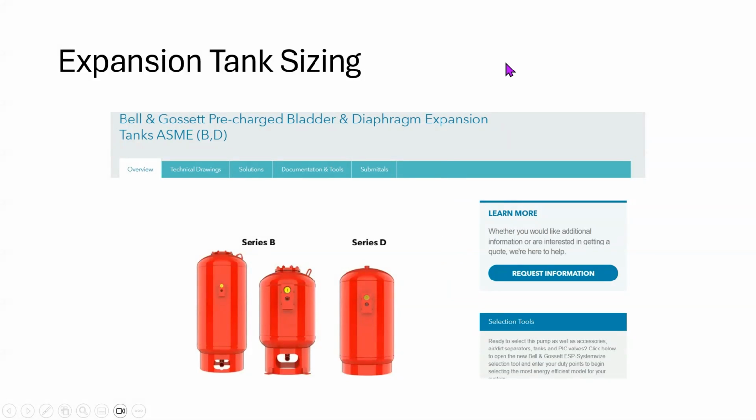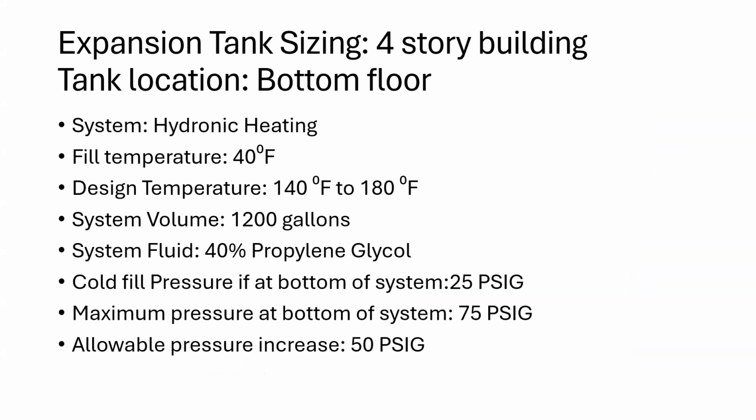Today we're going to look at expansion tank sizing using the Bell & Gossett ESP Systemwize program. We're going to select a pre-charged bladder tank, which has a removable bladder, and we're going to assume an example of a 4-story building. We're going to assume that the tank is located with the boilers on the main floor. It's a hydronic heating system.